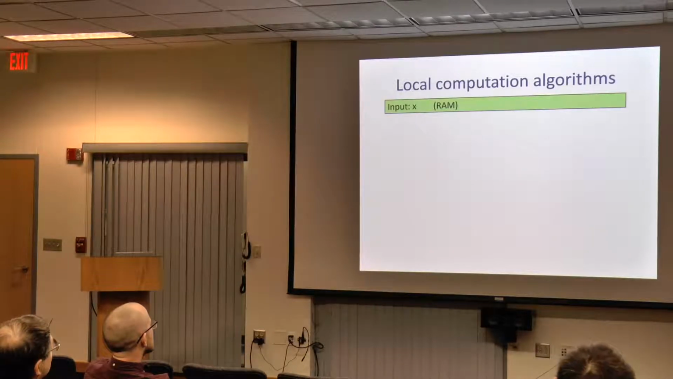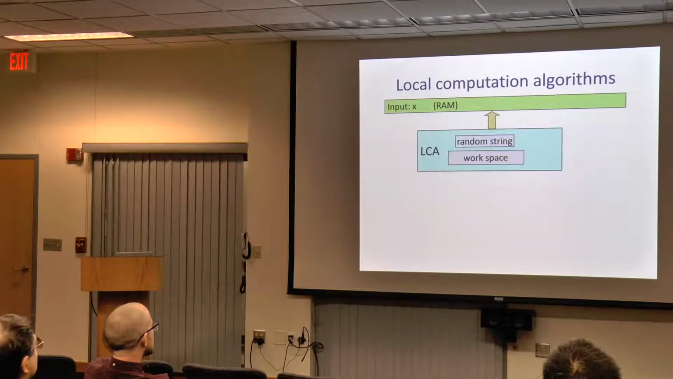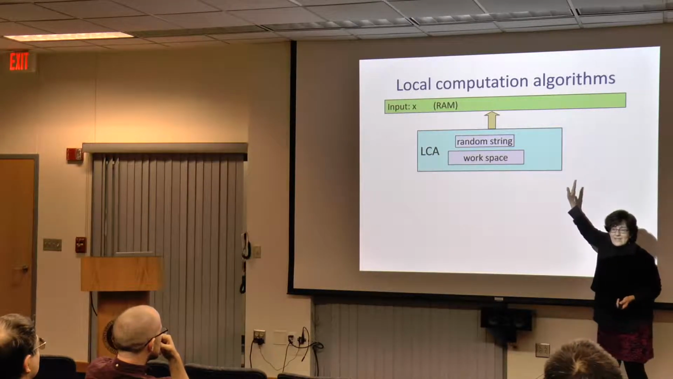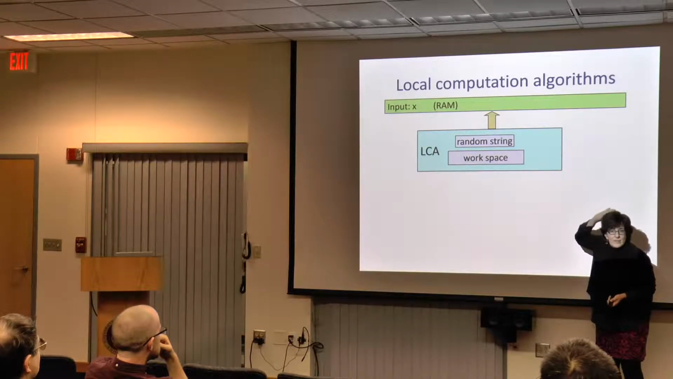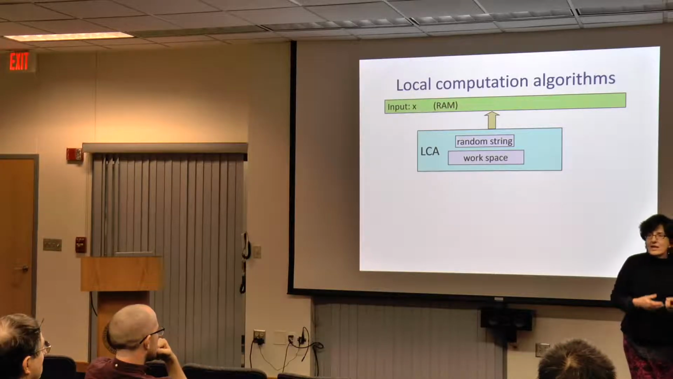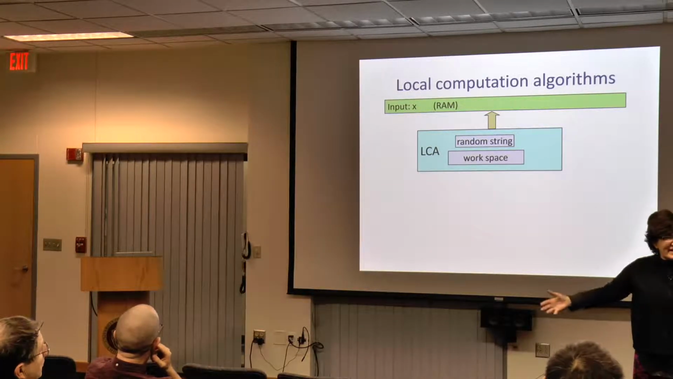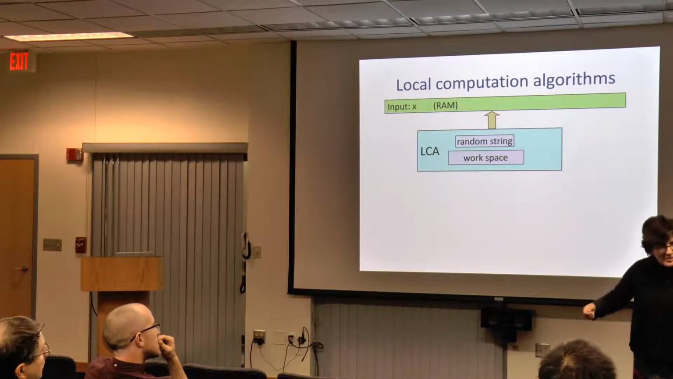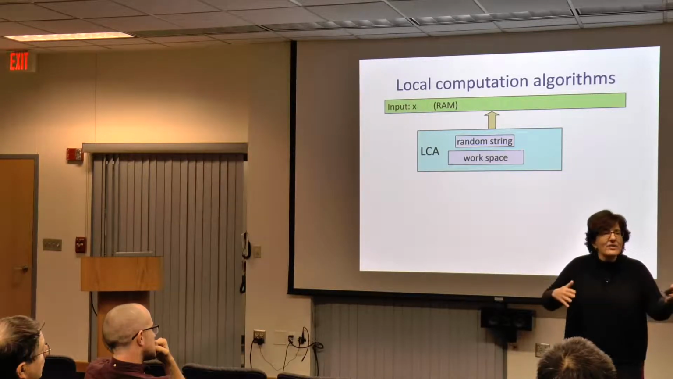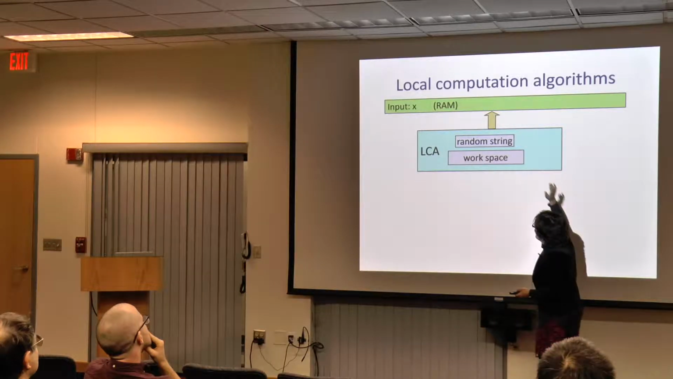Here's the model. I'm going to be a little bit more specific on the model. We have this input. It's RAM. The LCA gets a random string. I didn't put this in the picture yet, but let's assume that if we have copies of the LCA, we can agree on random strings. Like me and my TAs, let's all use this random string before we go off there. We'll all use the same random string to figure out what we should do. So we each have some random string in some workspace.